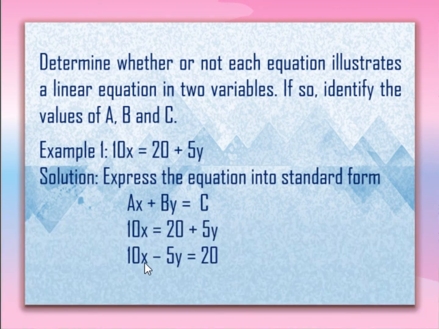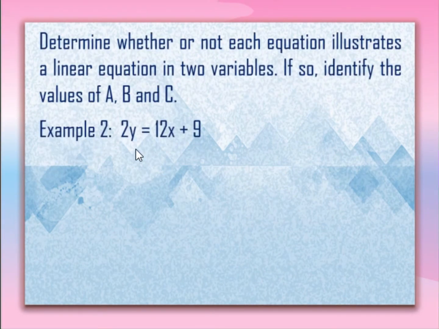Here, the exponent of x is 1 and y also has an exponent of 1. Since this is in standard form and the exponents of the variables are in the first degree, we can say that this is a linear equation in two variables, wherein the value of a is equal to 10, b is negative 5, and c is equal to 20.